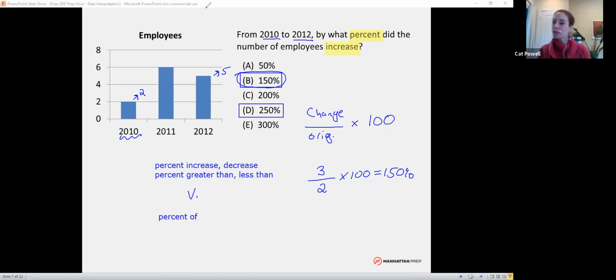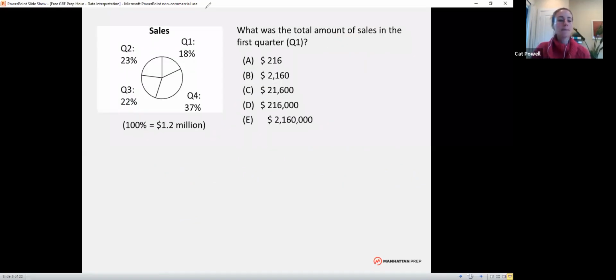All right, let's try another one. So that's one little thing to pay attention to in data interpretation. Let's try another one to warm up. Here you go. I'll give you maybe about the same amount of time. We'll see how it goes.